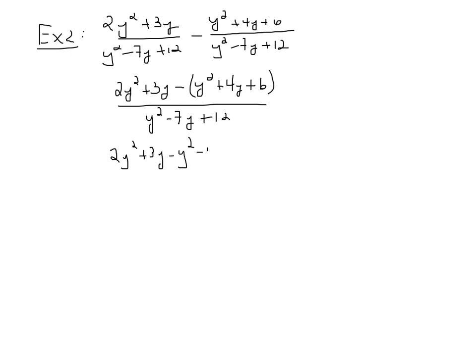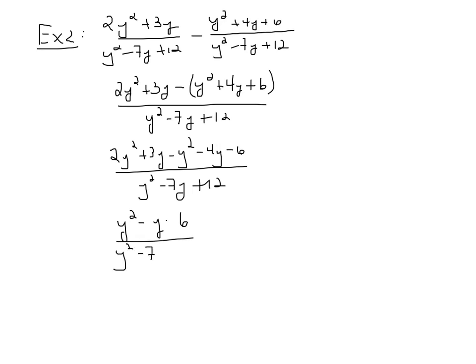So let's take a step now and distribute this negative sign. So minus y squared minus 4y minus 6. And this is all over y squared minus 7y plus 12. What we're now going to do here is combine all of our like terms into y squared minus y minus 6 over y squared minus 7y plus 12. Now let's remember, we can't cancel anything here because we have terms and not factors.